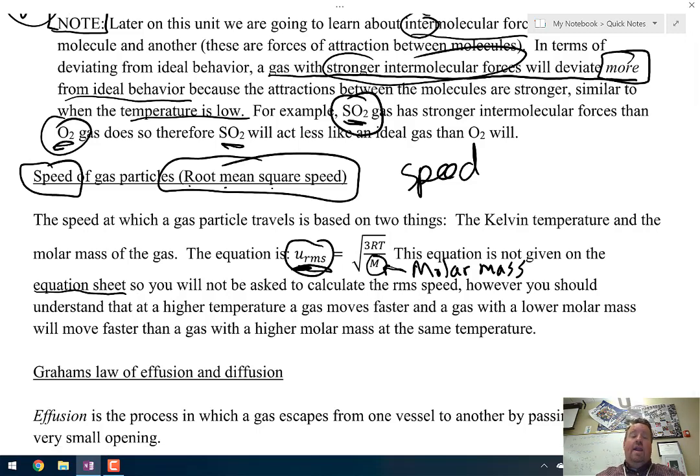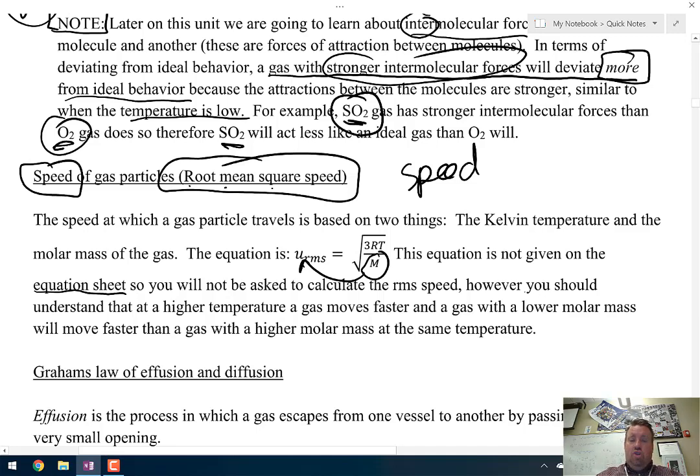How would you explain that on the test if you're asked to explain it? You would say that speed is determined by temperature and molar mass, and if the temperatures are the same, the greater the molar mass, the smaller the root mean square speed. The more massive the molecule is, that makes sense. I mean, typically you don't see really, really big people being able to run really, really fast. Typically bigger people are slower, and smaller people are faster. Similarly with atoms and molecules, the lower the molar mass, the faster that molecule moves.